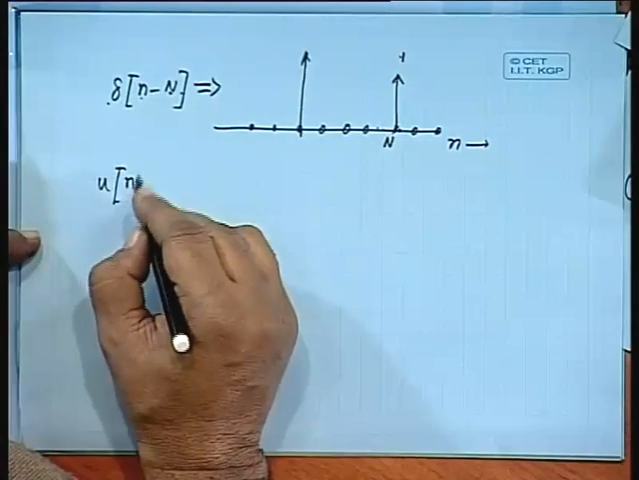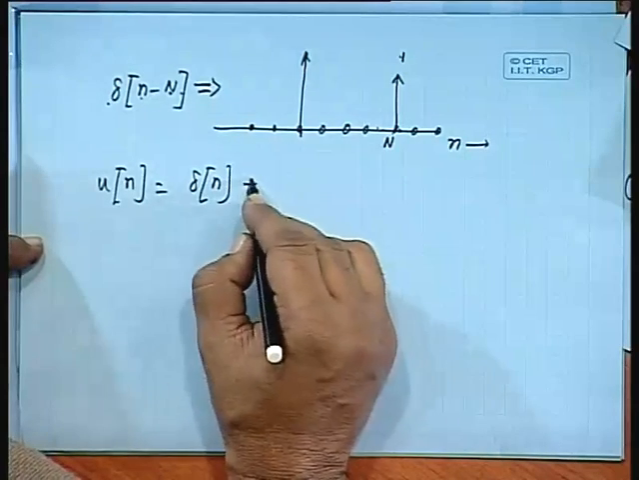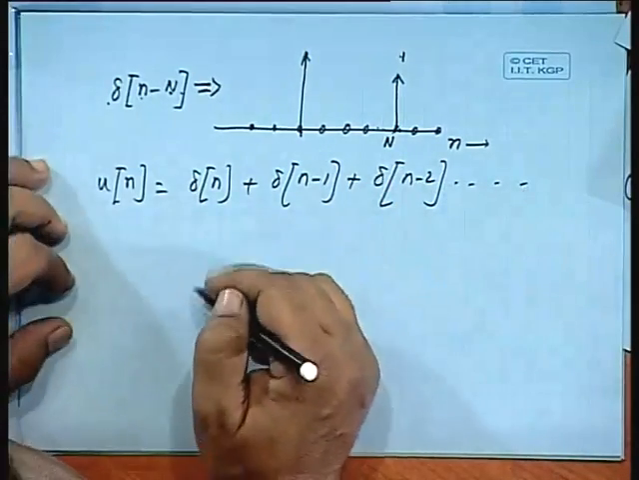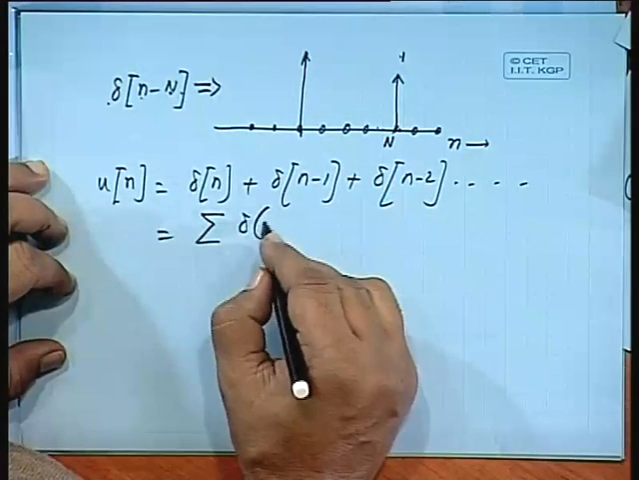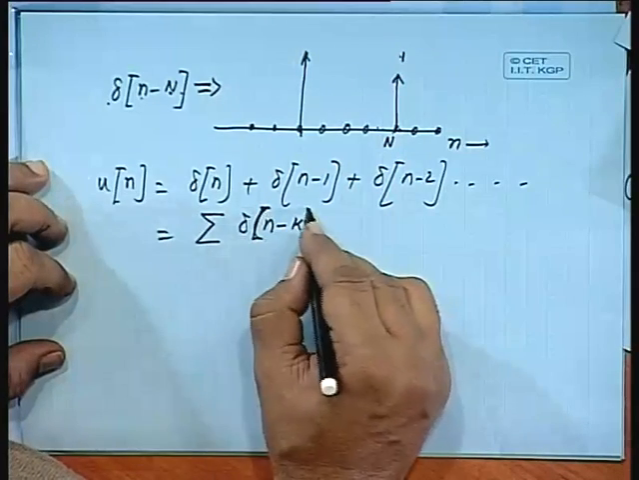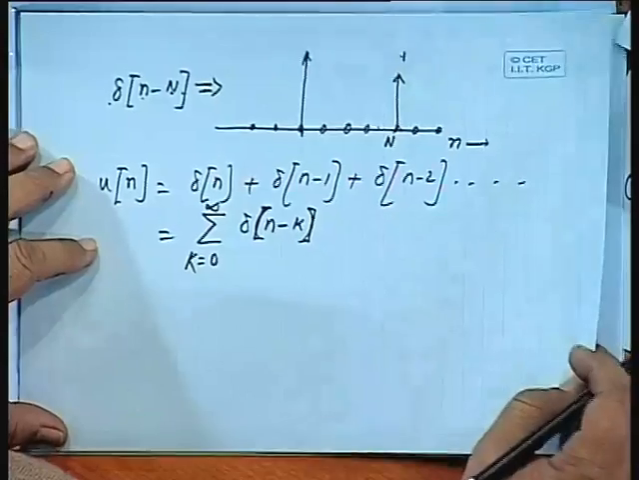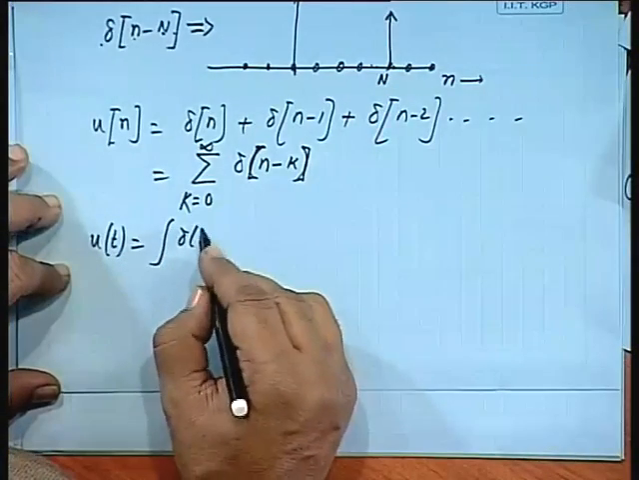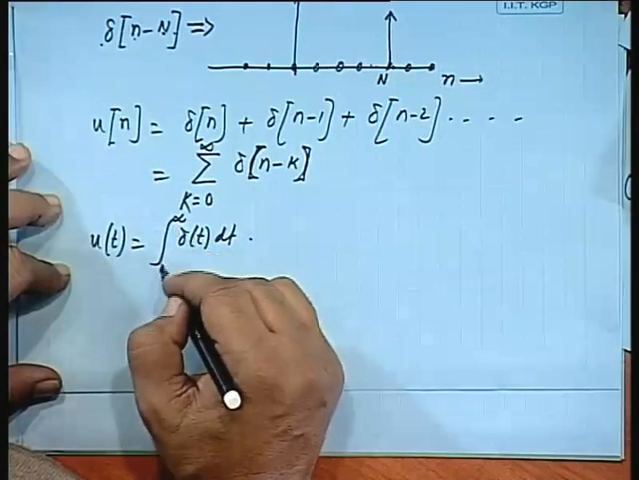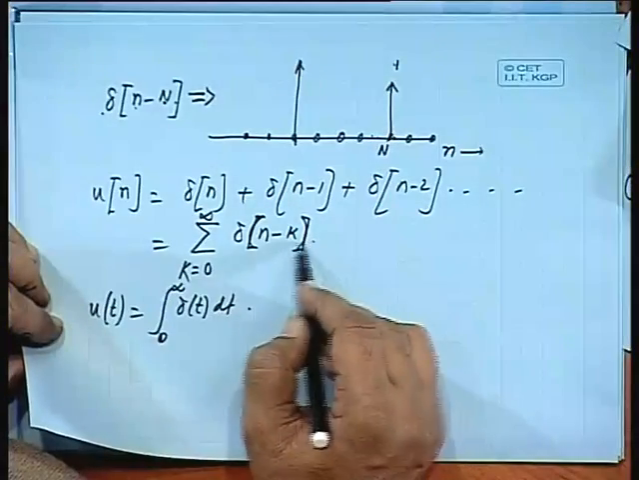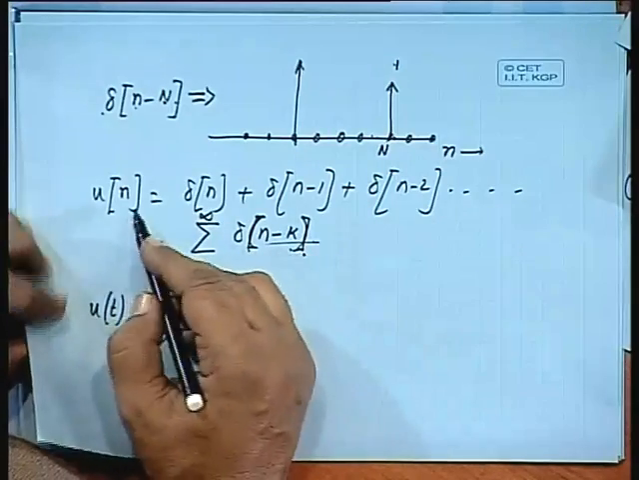So, u n is nothing but delta n plus delta n minus 1 plus delta n minus 2 and so on up to infinity. I can write this as sigma delta n minus k, starting from 0 to infinity. This is precisely what you get in case of a continuous function, where u t is nothing but the integral of delta t in the positive region of time. If you integrate a unit impulse, you get a unit step in the continuous domain. Exactly similarly here, summated delta functions will give you a unit step in the discrete domain.